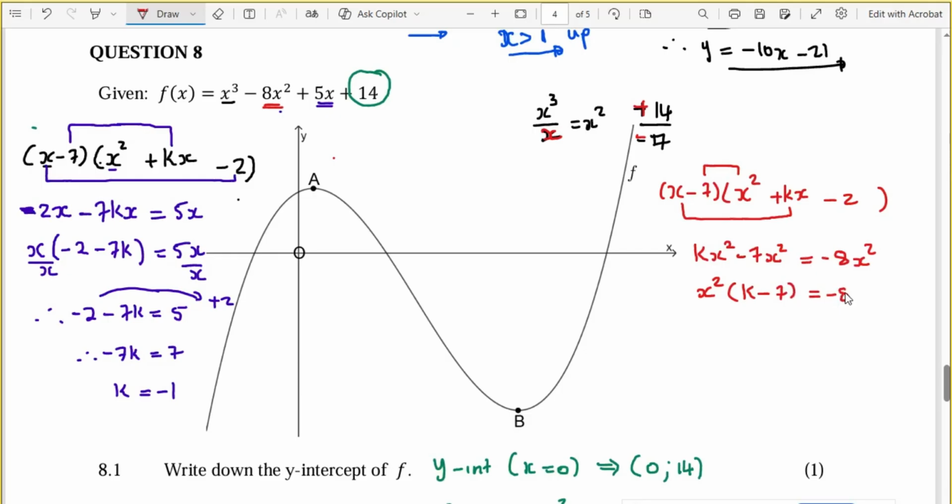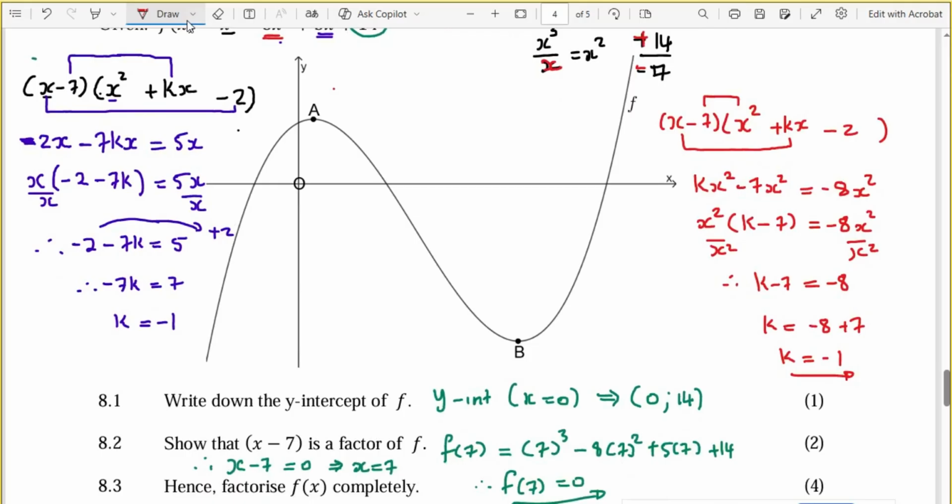And then this is minus 8x squared. The goal is to cancel out x all the time. So this is x squared, this is x squared. Therefore, I'm left with k minus 7 is equal to minus 8. Therefore, k will be minus 8 plus 7, which is minus 1. So it's up to you what you need to work on.